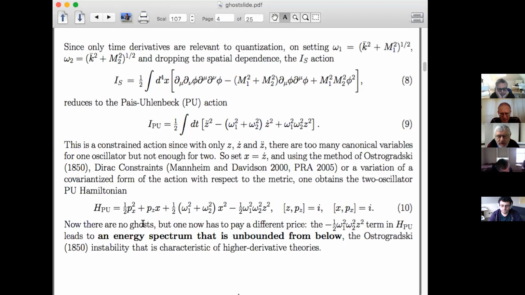There are no ghosts, but you pay a different price. This term here, the minus a half omega squared z squared, is negative, and that means the energy spectrum is unbounded from below. And this is known as the Ostrogradski instability that is characteristic of higher derivative theories. So they managed to find a field theory that successfully generates the propagator that they wanted. And now they'd avoided the ghosts, but they paid a different price. The theory has a spectrum that's unbounded from below and is simply unstable.